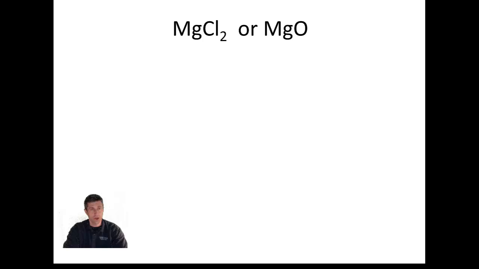So magnesium chloride versus magnesium oxide. Here the radii are very similar, but the charges are different. Chlorine is going to be -1, oxygen is going to be -2. Chlorine and oxygen radii are similar in size. Magnesium is not changed. So in this case, distance does not change significantly, but the charge is much different.